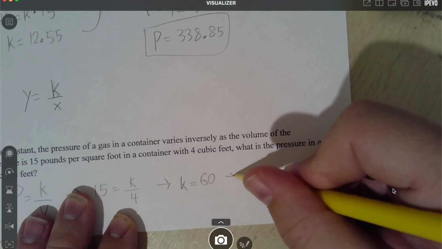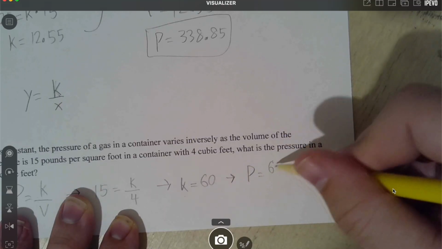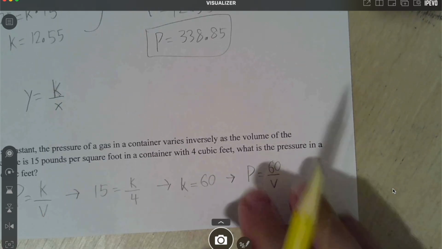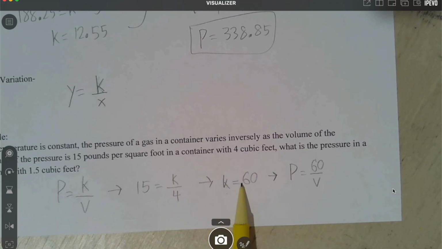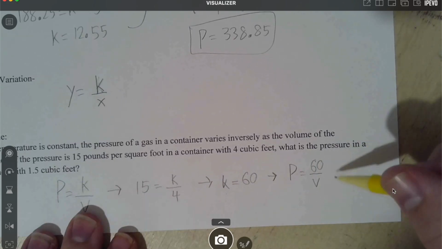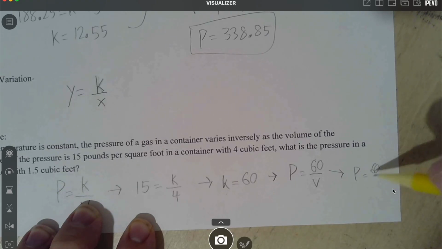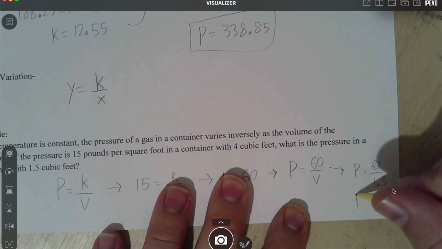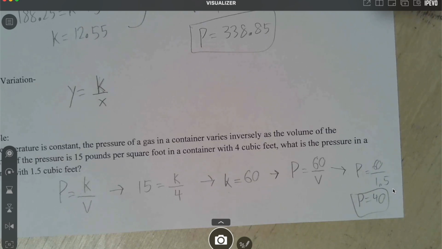Now I reset that relationship. You can see how fast this is going. Once you get the concept here, they're really just like 3 quick little simple questions. You just have to see how you're going from one step to the next. So it's initial relationship, substitute given information, solve for k, rewrite with k. Plug in new info. So what's the pressure when it's 1.5 cubic feet? Well, 60 divided by 1.5 is 40. And we are done. So great, we did it.